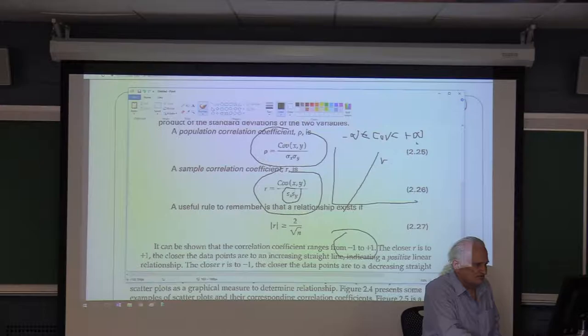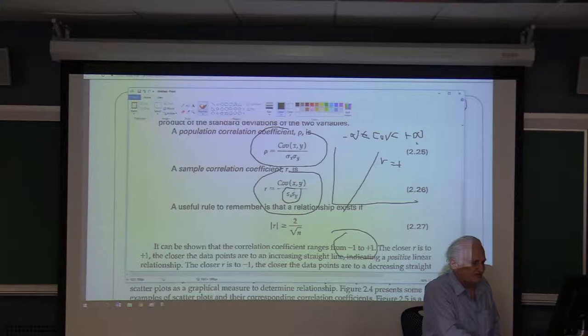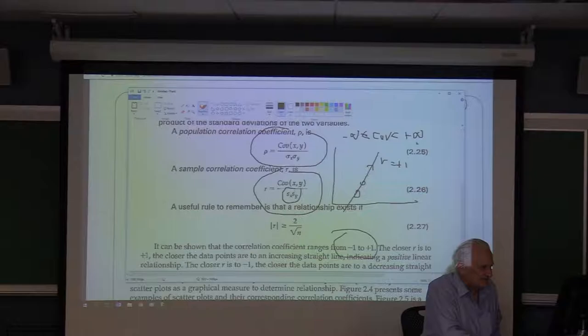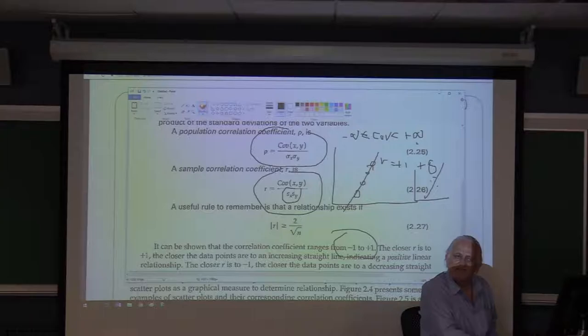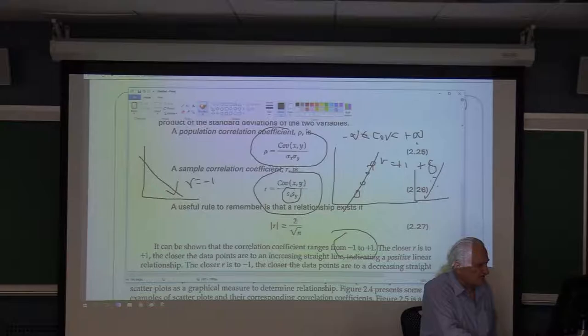See, if r in the sample is positive 1, that tells us two things. The positive tells us about the direction, and the 1 tells us that the dots are perfectly on the line. If r is plus 0.8, then the dots are close to the line. The lower the r, the farther away the dots are from the line. If r is negative 1, the negative says the line goes down this way, and the 1 says that the dots are on the line. So if r is negative 0.8, then the line will go down, like this, and the dots are close to the line.